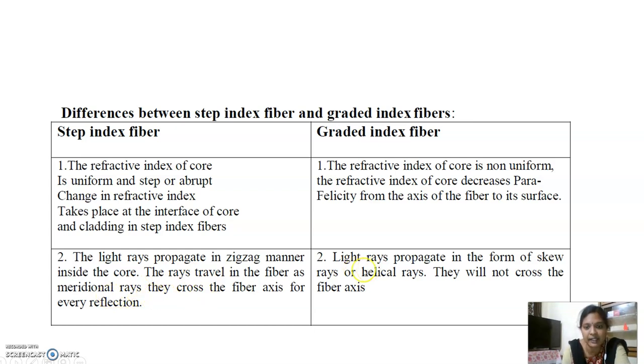Whereas in graded index fiber, the light rays propagate in the form of skew rays or helical rays. They may not cross the fiber axis. They are in the form of helical rays and undergo TIR. In the step index fiber, it is called a zigzag path, whereas in graded index fiber, it is called skew rays or helical rays.